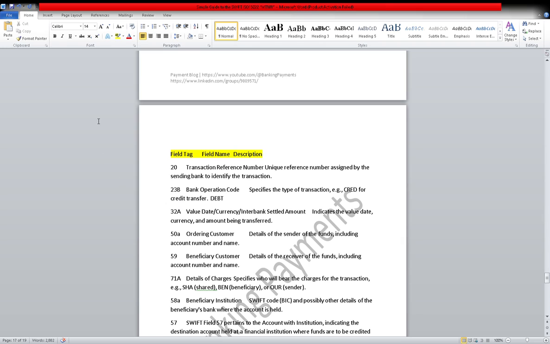These are the fields you have to enter. What is the significance of 50k, 50a? I will also tell you that in some time, but you have to remember. Now what is 23b? This is the bank operation code. This is creditor or debitor. Keep in mind. Are we good till now?